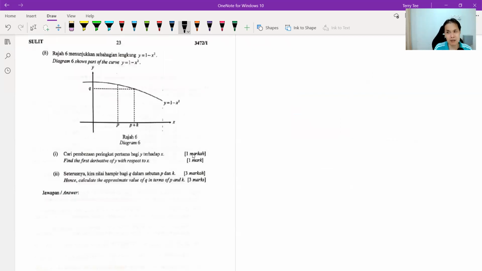So I like this question. It's a bit interesting, a bit different. Your diagram shows the curve y equals 1 minus x squared. Find the first derivative of y with respect to x.